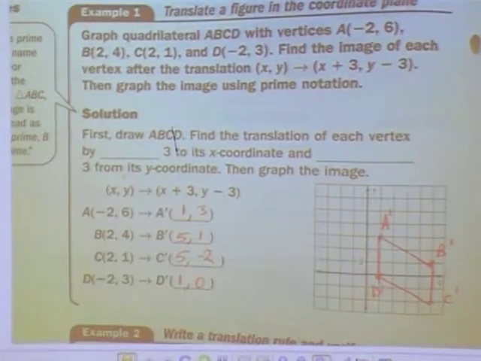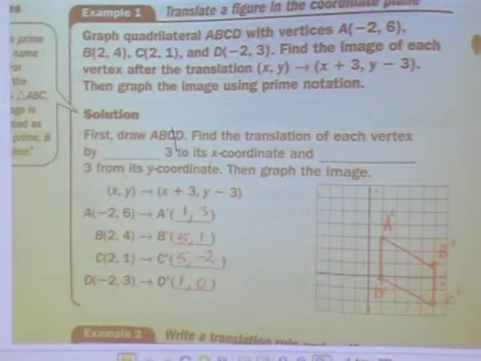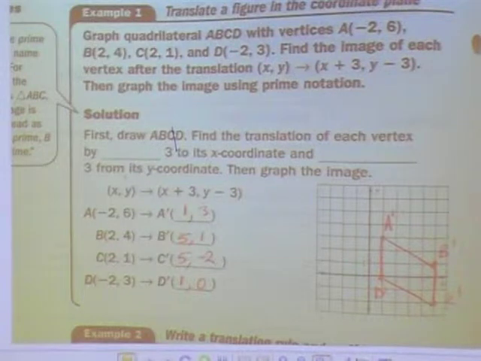Now, on your homework, if it says to draw both, you draw both. But make sure you have your primes on there. I want to know what the pre-image is. That's the image you start with. And the image. I want to know that just by looking at stuff. If it tells you to graph both, then you better graph both.